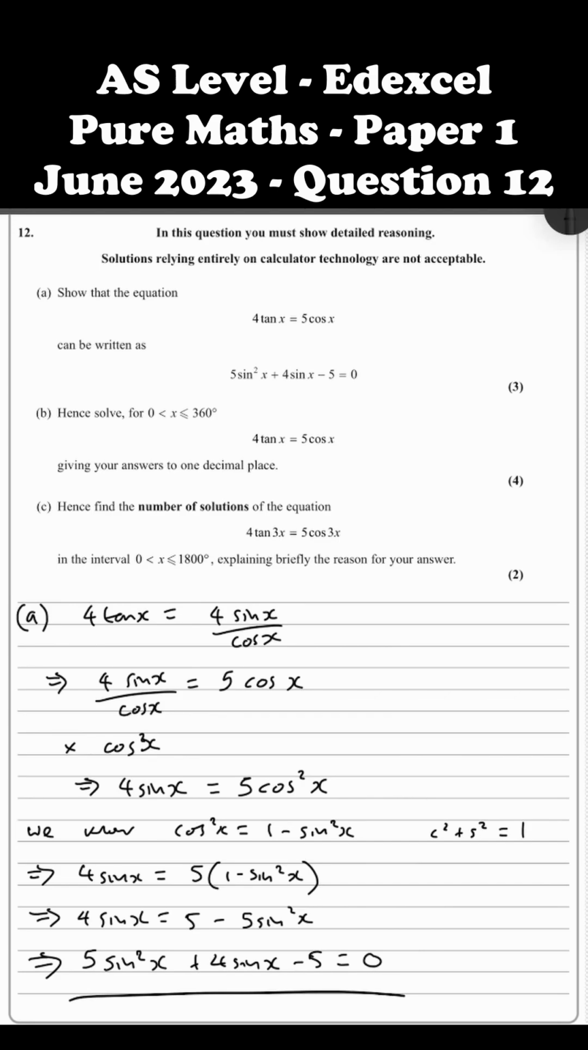Part B. Hence solve for 0 ≤ x ≤ 360 degrees, 4 tan x equals 5 cos x, giving your answers to one decimal place.